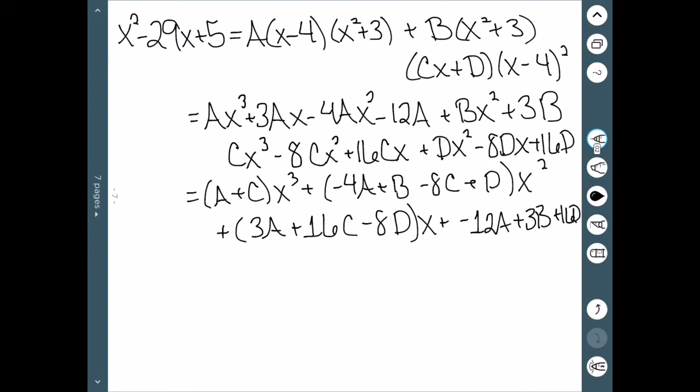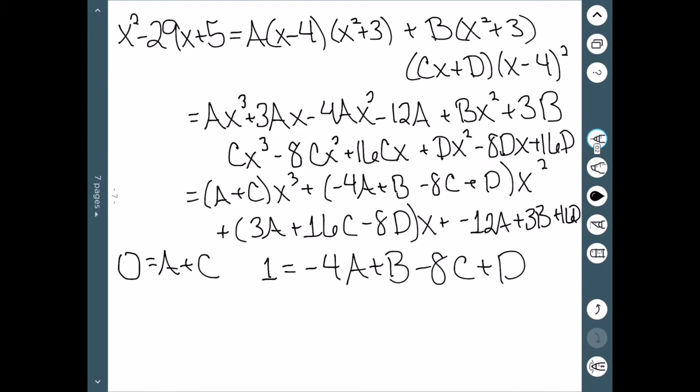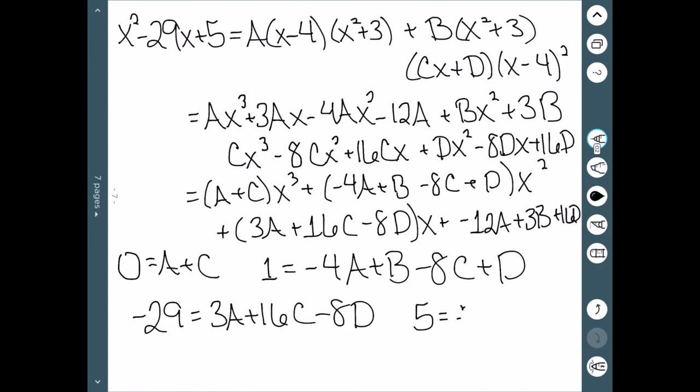We can now set things equal, and we'll take these one by one. If I look at the x cubed term on the left, there's not one, which means it's 0. On the right, we have a plus c. On the left in front of the x squared, I have a 1. On the right, negative 4a plus b minus 8c plus d. The x term on the left is a negative 29. On the right, 3a plus 16c minus 8d. There's a 5 as a constant term on the left, and on the right, minus 12a plus 3b plus 16d.